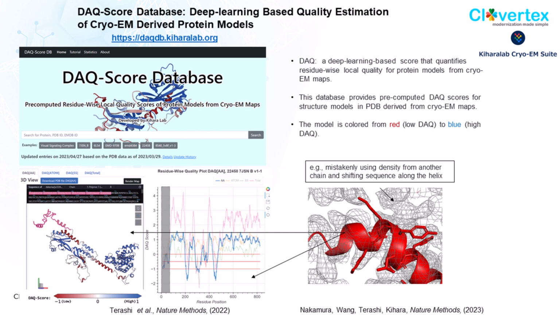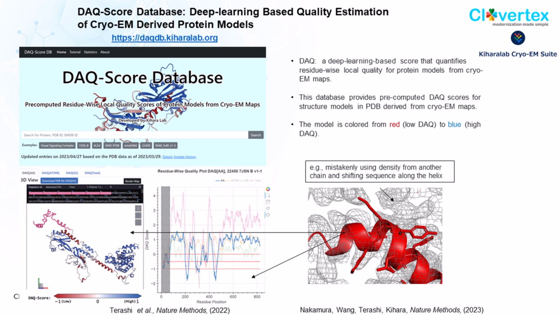On the left shown is the database called the DAQ score database. You can probably check it later. In this database, we analyzed over 100,000 protein chains currently stored in the PDB database. And you can see that some of the models may have errors in them. You can take a look at it to help see how DAQ works.